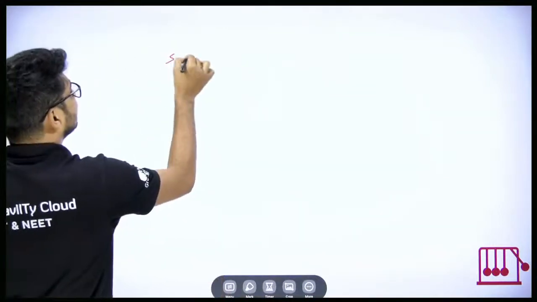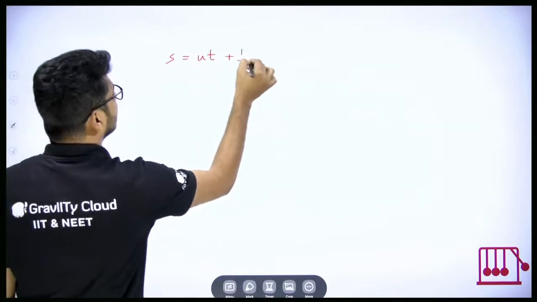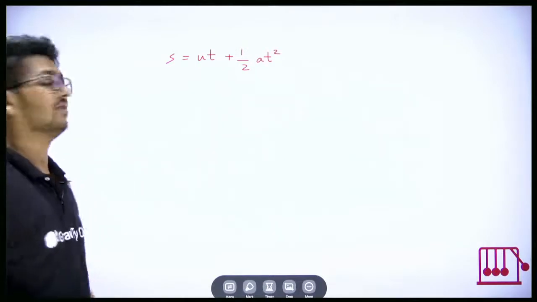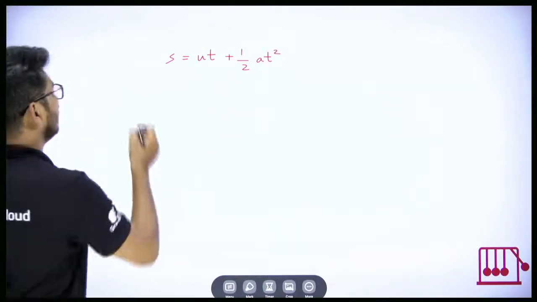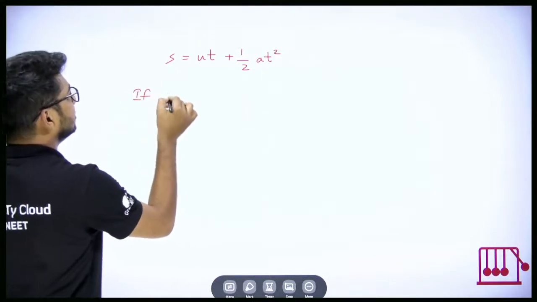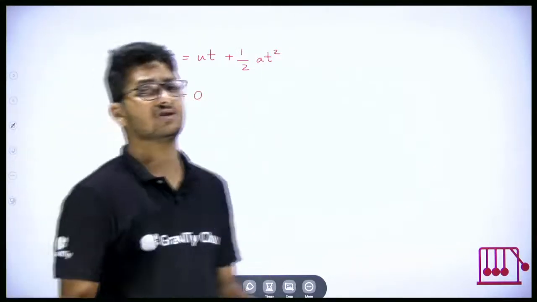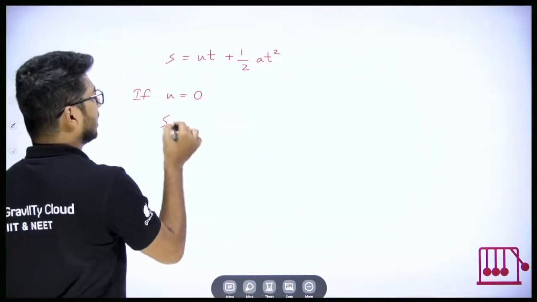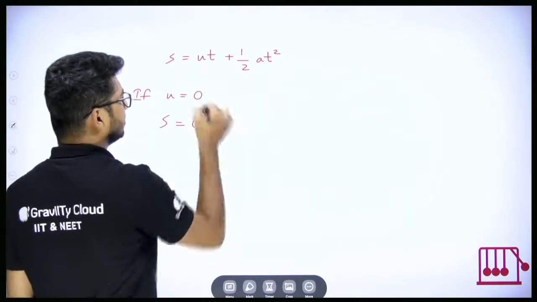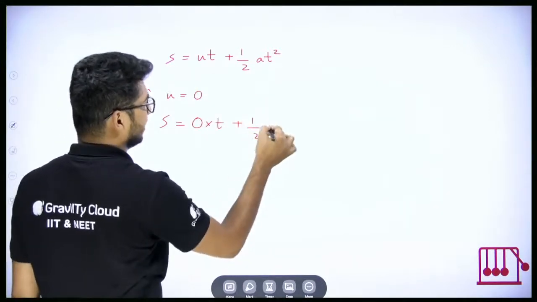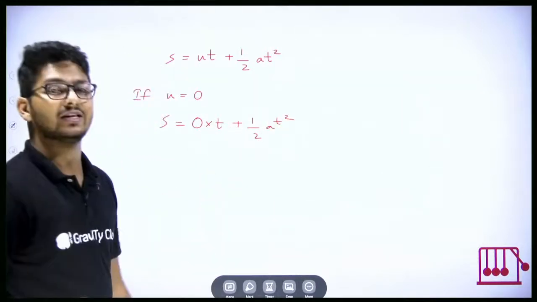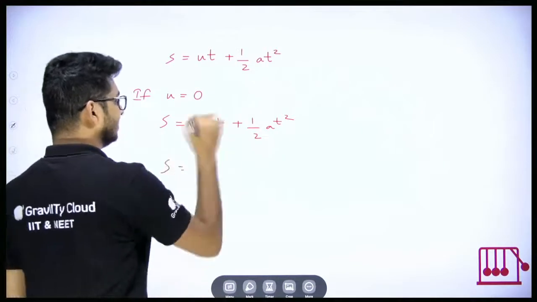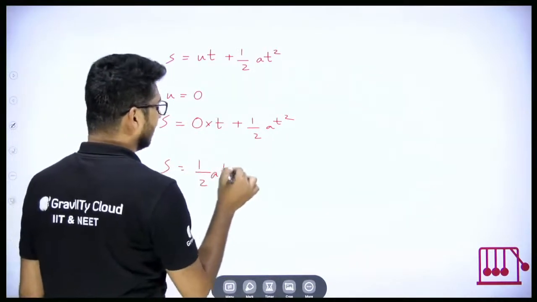Theoretical. So S is equal to ut plus half at square, right? Now here, let's say if u is equal to 0, possible, initial velocity can be 0. It is also a special case. So if u is equal to 0, then what happens? 0 into t, u is 0, so 0 into t plus half at square. 0 into anything is 0. 0 plus anything is that anything. So I can directly neglect this and say S is equal to half at square.